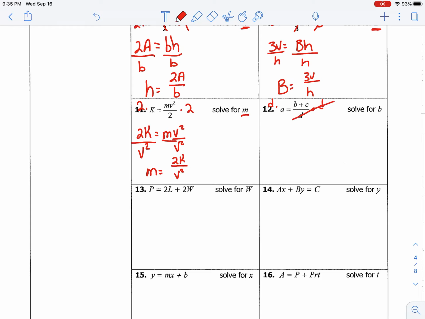Here, my d's cross out, which is what I wanted, but I have a times d, which is ad equals b plus c. Now this one is a little bit different because we're solving for b, but the c is attached by addition, so we're going to undo it by subtraction. So I had ad, but I cannot subtract the c, so we're just going to write that down as ad minus c is equal to b.